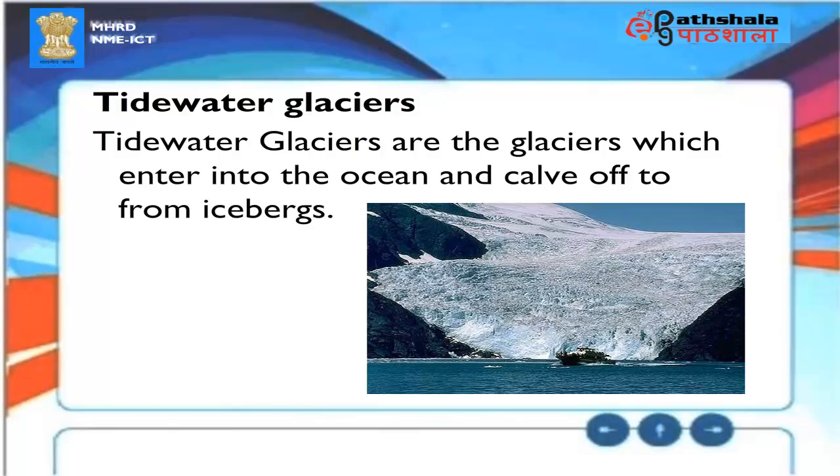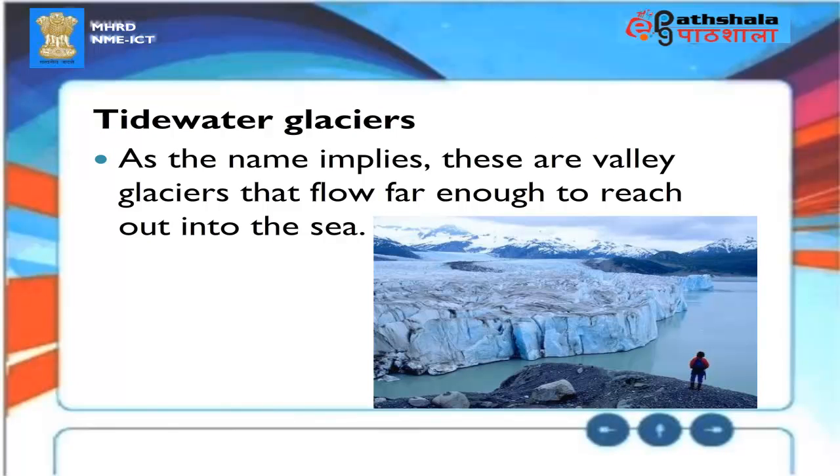Tidewater glaciers. Tidewater glaciers are the glaciers which enter into the ocean and calve off to form icebergs. Tidewater glaciers are responsible for calving numerous small icebergs, which, although not as imposing as Antarctic icebergs, can still pose problems for shipping lanes.